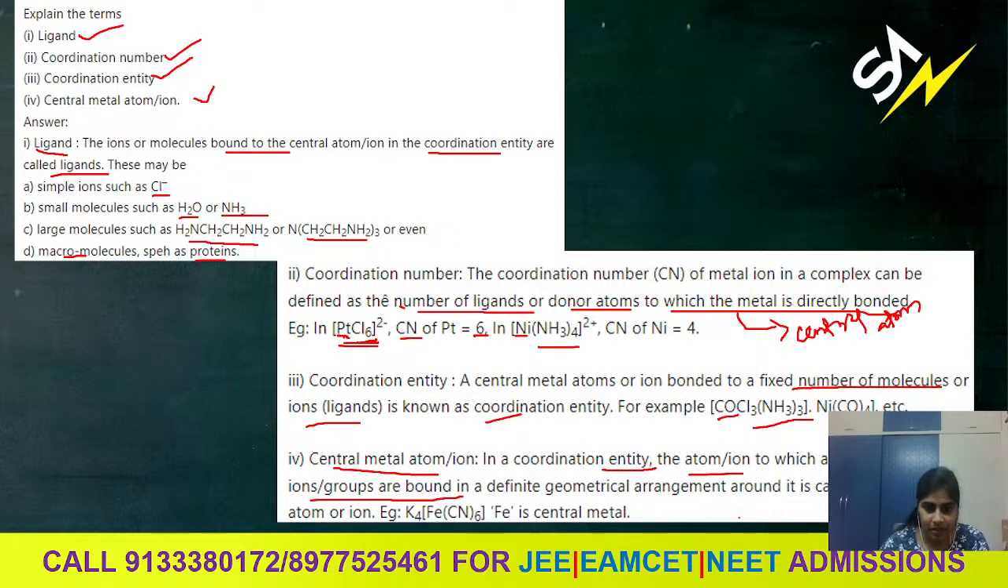So for example, K4[Fe(CN)6]. Here this Fe is forming 6 bonds with this cyanide ligand. So here this Fe is acting as the central metal. In this way you need to define all the terms with examples. Examples are very important.